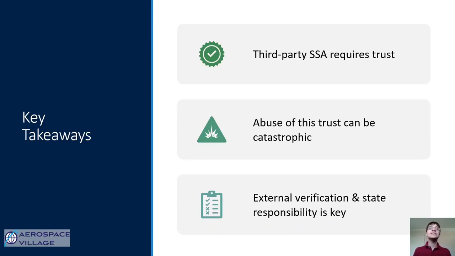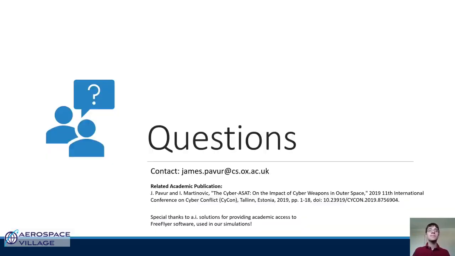We think that we can fix this by recognizing that SSA is an information target that can be used to cause physical effects in space. And so as a result, building responsibility and verification into the SSA process is a key step towards recognizing that trust is as important as truth in these databases.